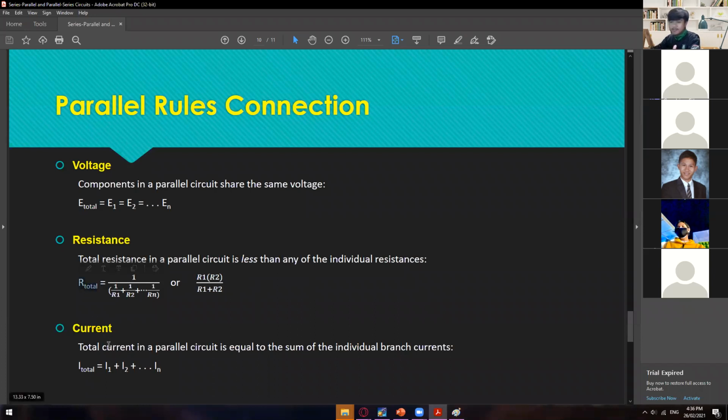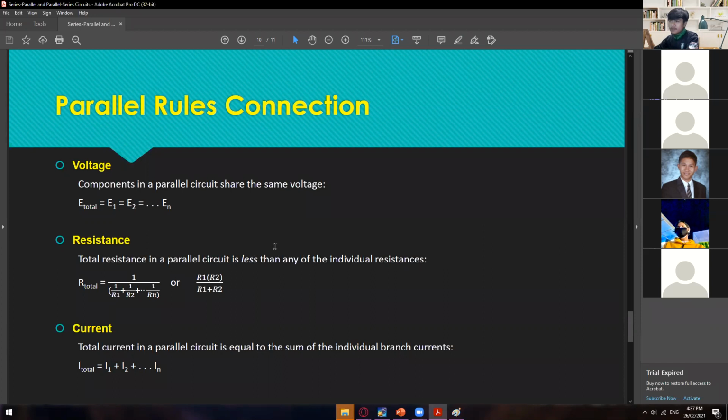And then for the current, we have to add everything in here. In series, the current is equal throughout, but in parallel, your current will be divided on every section. So let's say you have 3 sections, so I1 plus I2 plus I3 is equal to your I total. So yeah, that's it for the rules when it comes to computing the series and parallel connection.